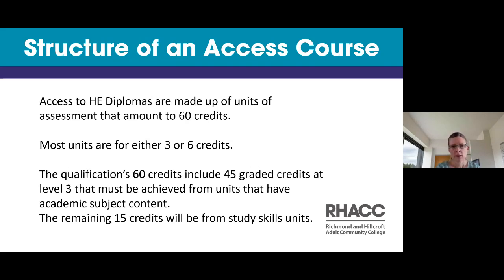The structure of an Access course. So Access to HE diplomas are made up of units of assessment that amount to 60 credits. Most units are for either 3 or 6 credits, and the qualification's 60 credits in total include 45 graded credits at level 3 that must be achieved from units that have academic subject content, and the remaining 15 credits are from study skills units.